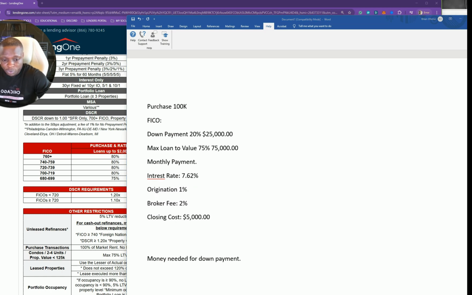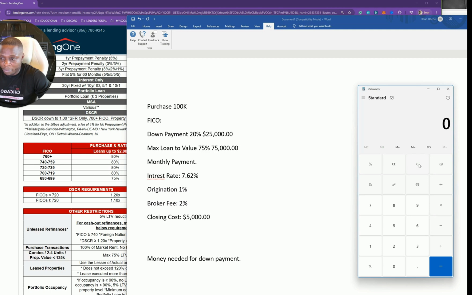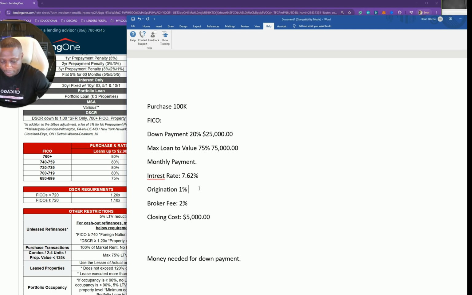So let's go ahead and get this math real quick. What is our loan amount? Because everything is based on the loan amount. Loan amount here is $75,000. 1% origination fee, we're going to put that right there. Boom, that's $750. Okay, 2% broker fee, we're looking at what? $1,500, right? So now, we're going to add these numbers plus this number. And that's going to determine what the client needs to come up with at closing.